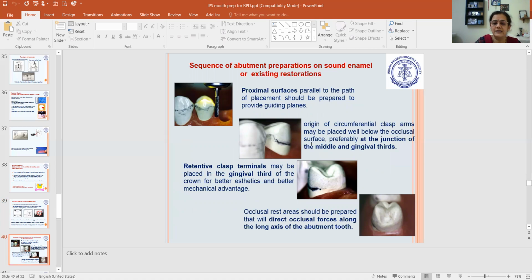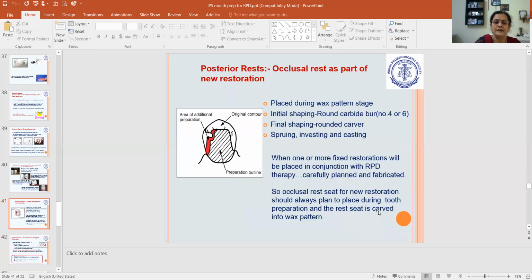The proximal surfaces, then the retentive clasp assembly at the junction of middle and gingival third, then the retentive clasp terminal at the gingival third, and the occlusal rest preparation. Coming to the occlusal rest as a part of new restorations, when one or more fixed restorations will be placed in conjunction with RPD partial denture therapy, careful planning and fabrication is required.